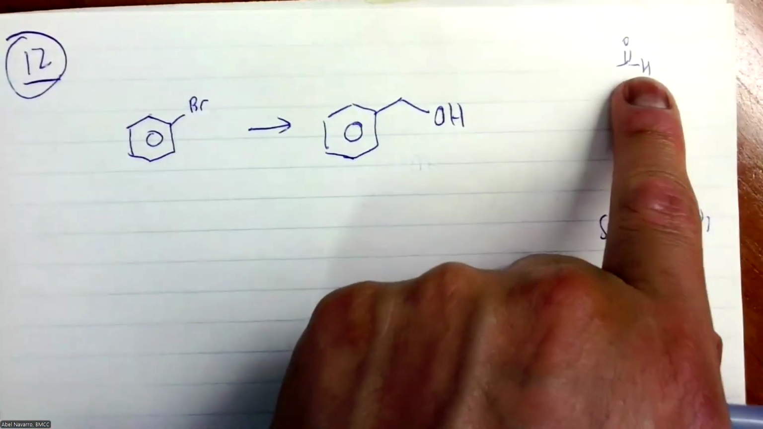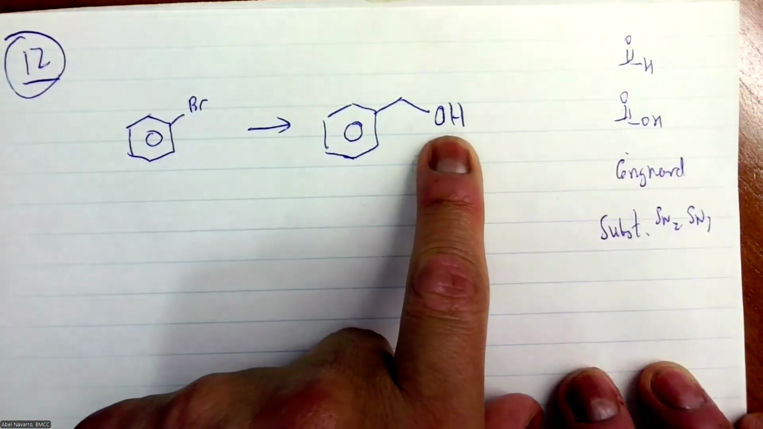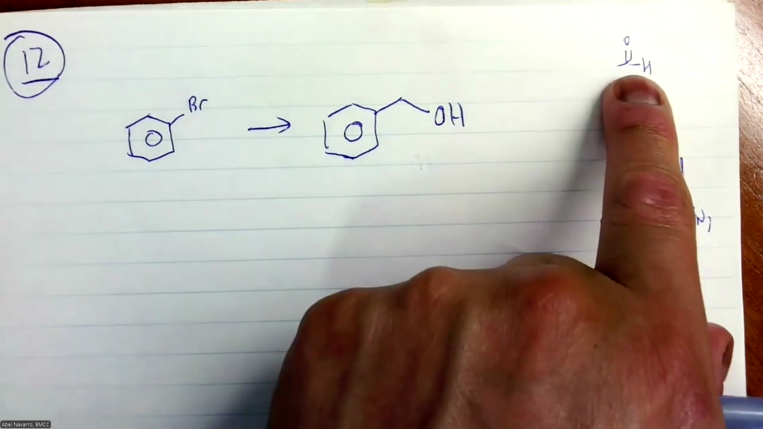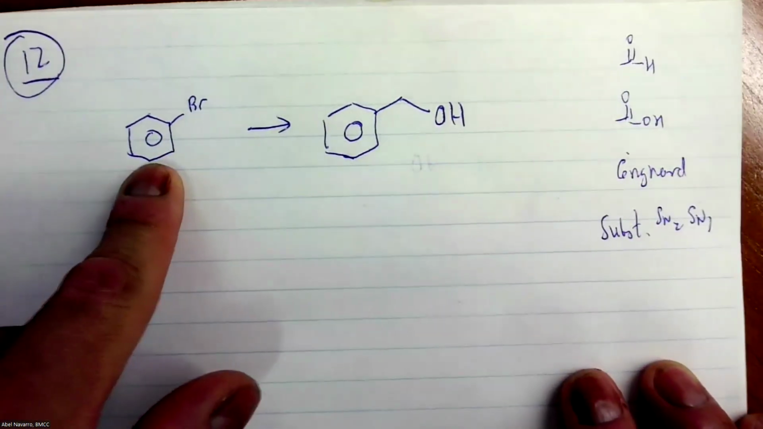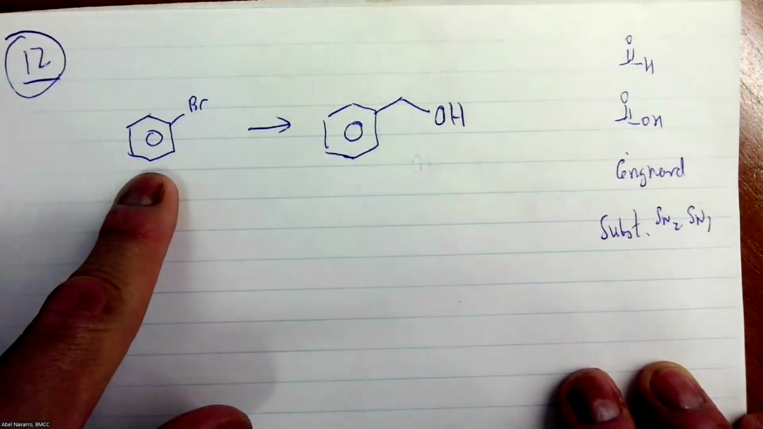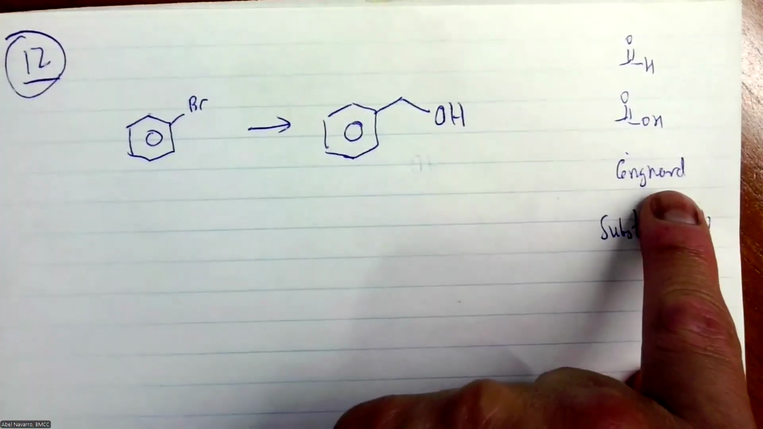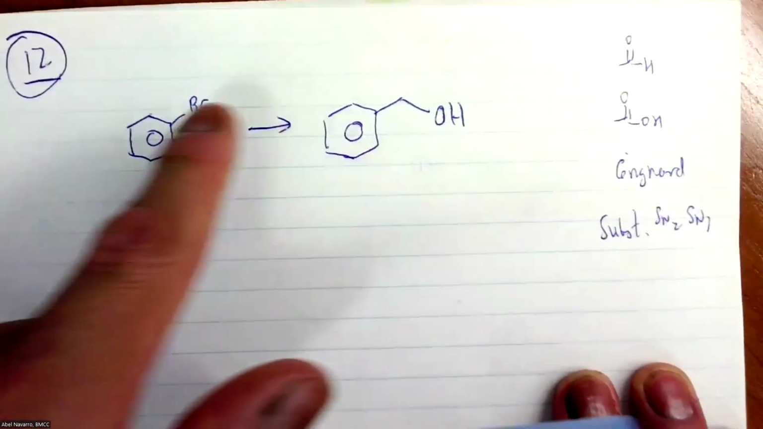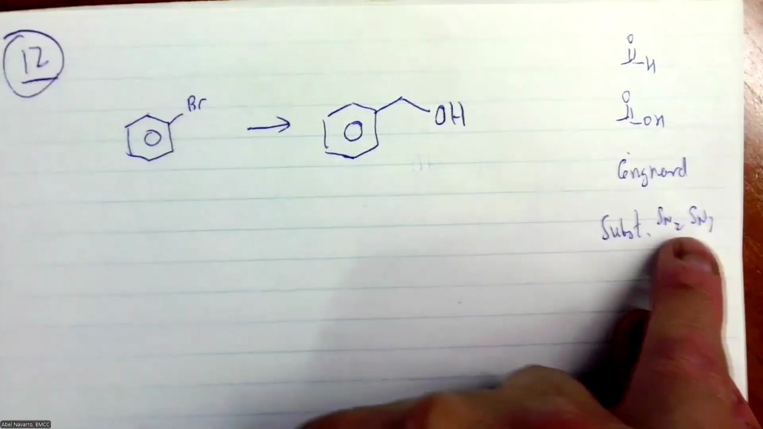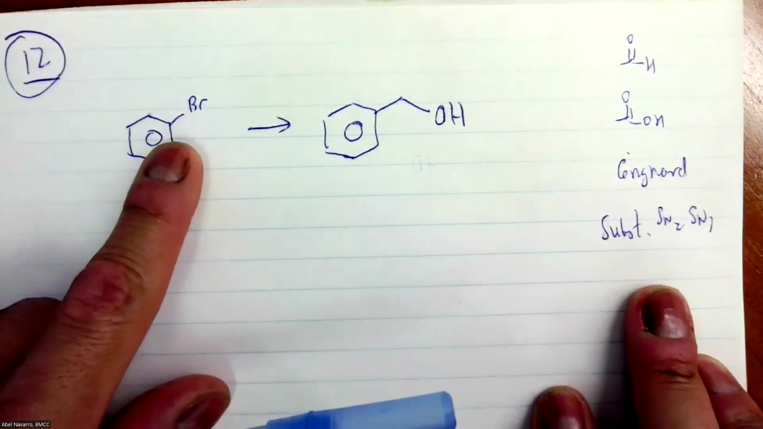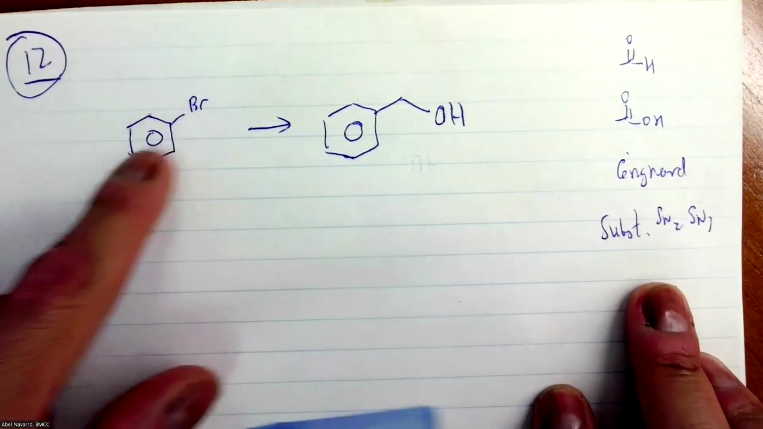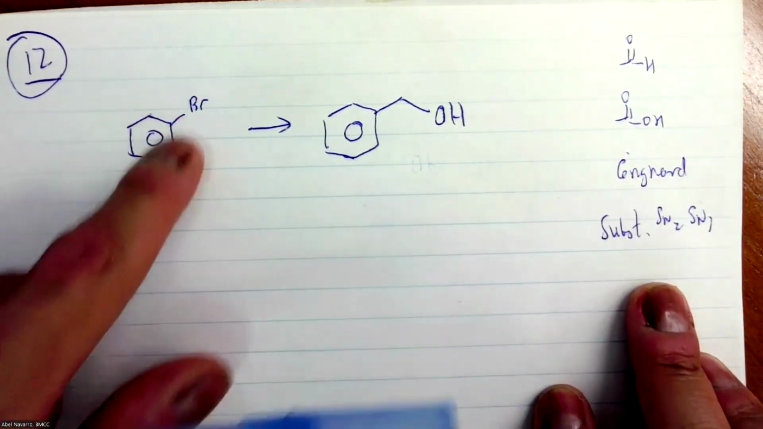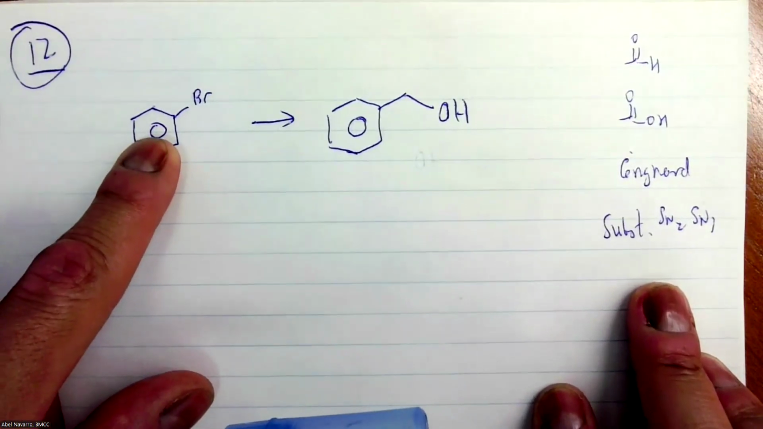What is the starting material for this alcohol? Aldehyde. Do I have an aldehyde? No. Do I have a carboxylic acid? No. Can I make a Grignard from this? Yes, I can make a Grignard from this. Can I do a substitution SN1 or SN2 on this? No. Because remember, aromatic compounds, they don't undergo substitution.